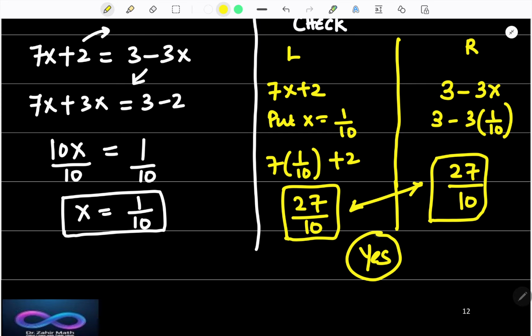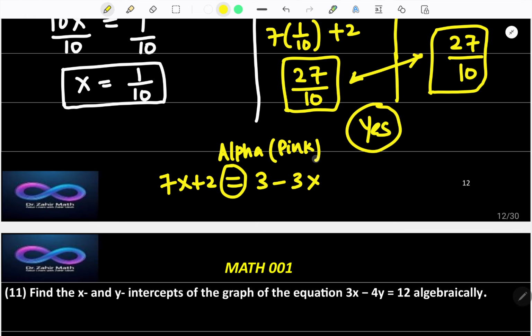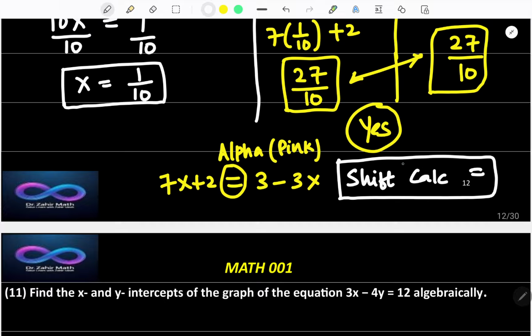Okay, everybody? Right. And also another way: take your calculator and type this equation, 7x plus 2 equals 3 minus 3x. Where is this equal, teacher? Alpha equal, the pink color alpha equal in the calculator, and then press the 3 keys: Shift, then Calc, and then equal. If you press these 3 keys, you will get x equals, and L minus R equals 0. You will get 1 over 10, or you can also get 0.1.